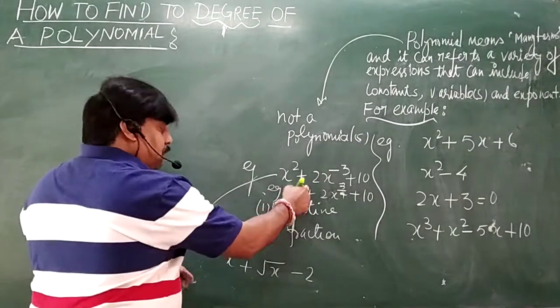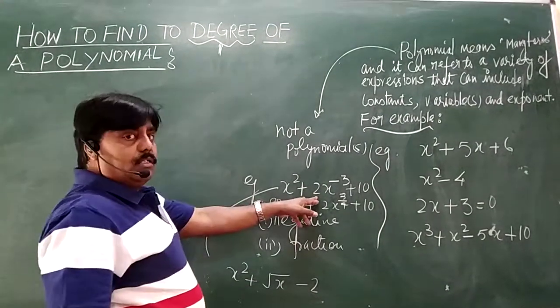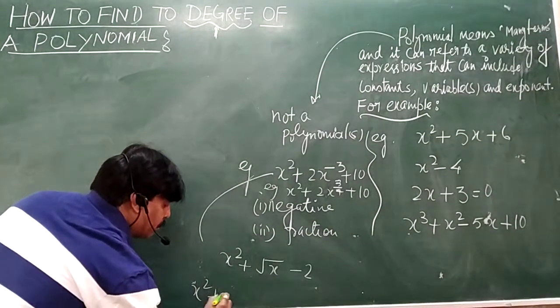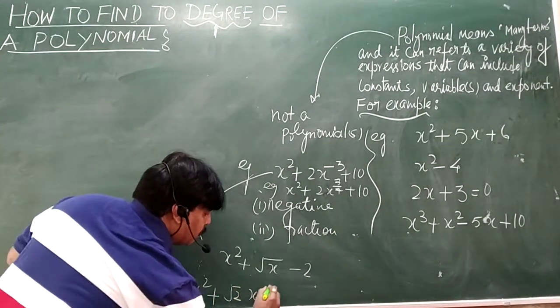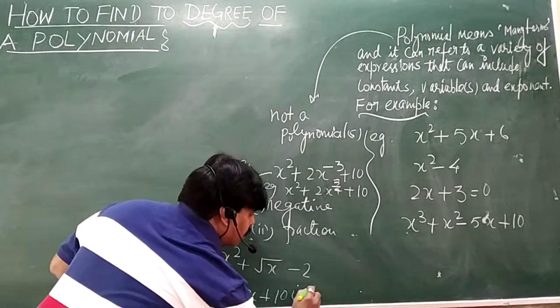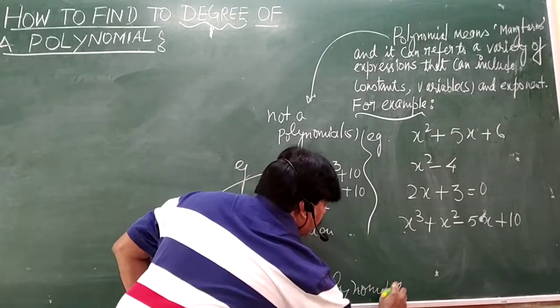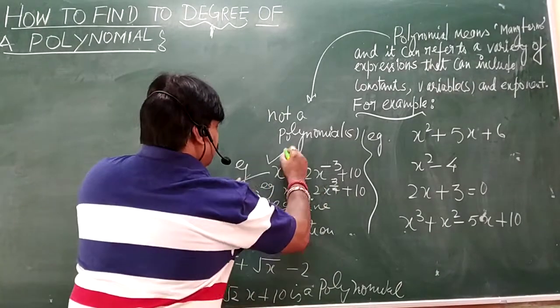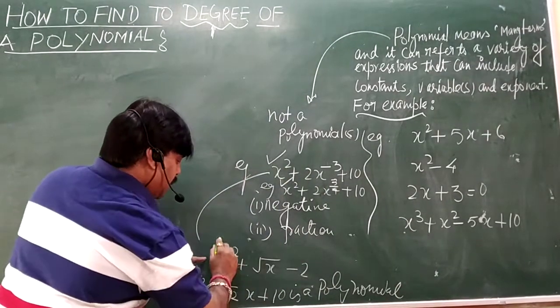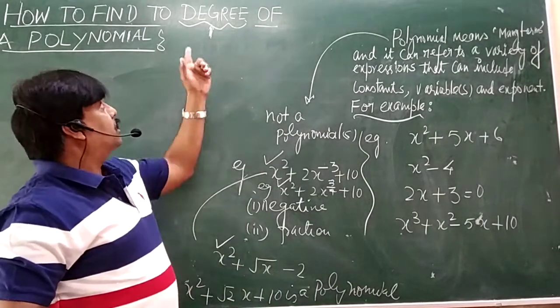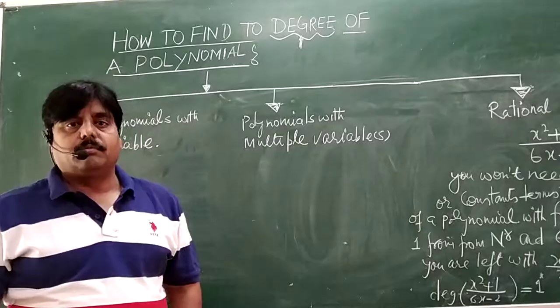लेकिन अगर radical sign is given on the constant, then it will be a polynomial. For example, x square plus root 2x plus 10 is a polynomial. But this one and this one are not polynomials. Now we will discuss the degree.